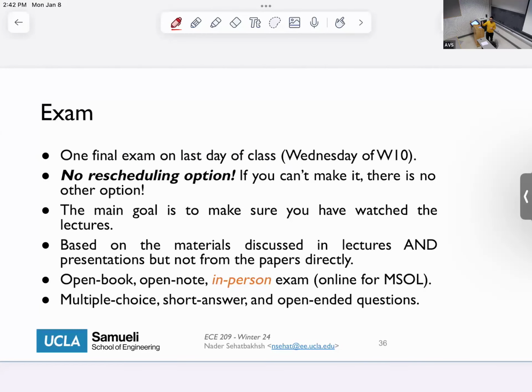So there will be one exam. There's also another minor change that I made from last year. There used to be two, and now it's one. It's going to be on the last day of the classes. Okay. So Wednesday of week 10. There will be no rescheduling options, which means that if you're traveling or if you have other plans, cancel them or drop the class, either of these two. I cannot make any changes to the time of the class or schedule of the exam.